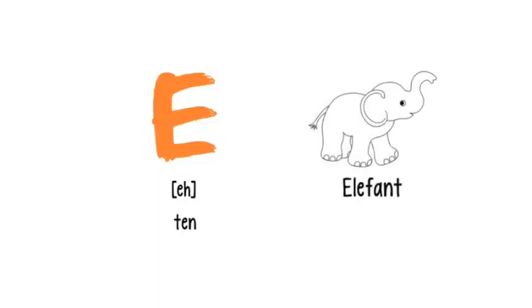Now let's have a look at the letter E. E, which is pronounced like the E in the word ten. The German word with the letter E is Elefant. Elefant, which means elephant.